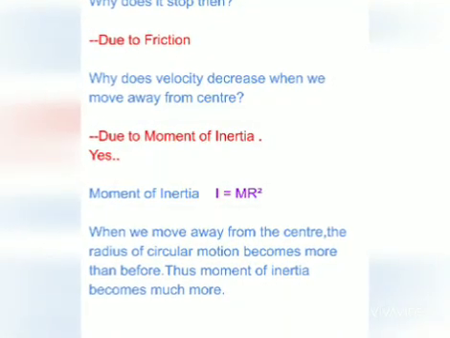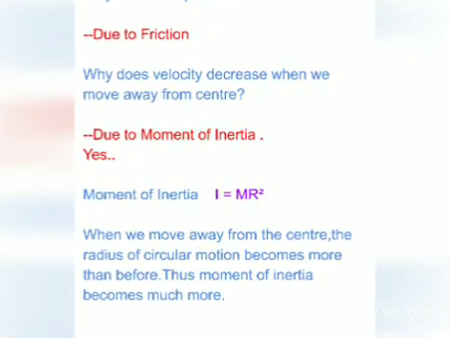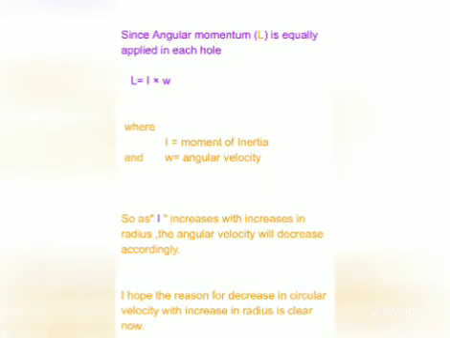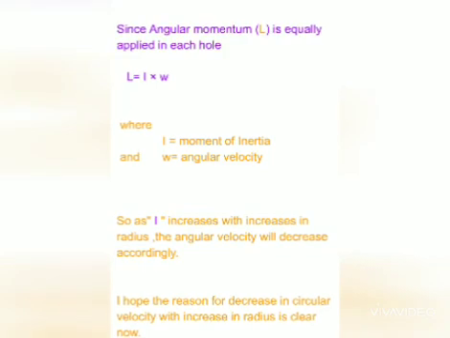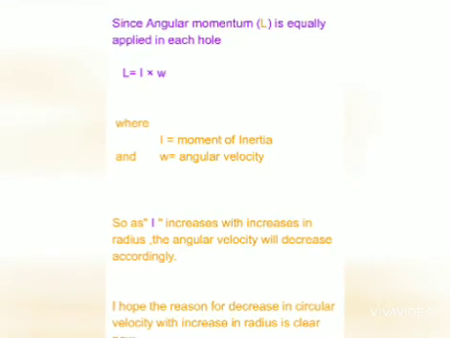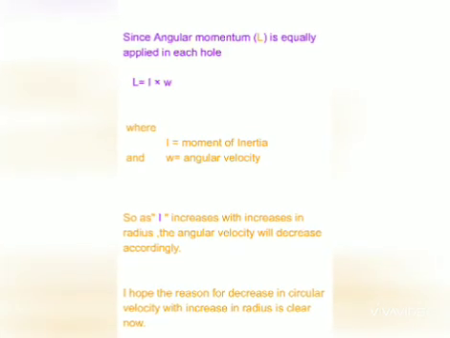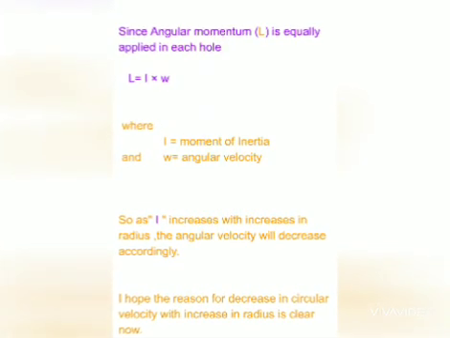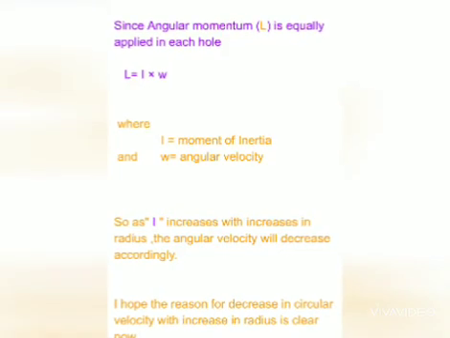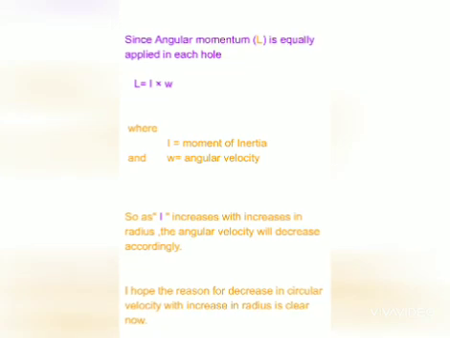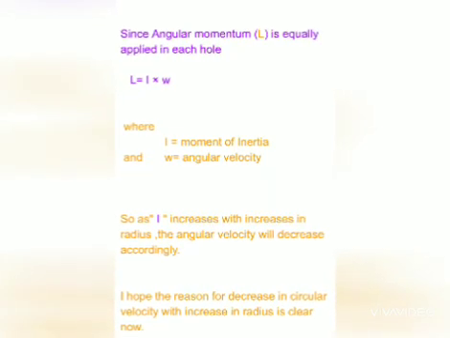When we move away from the center, the radius of circular motion becomes more than before. Thus, moment of inertia becomes much more. Remember, r squared. Since angular momentum L is equally applied in each hole, where L is I times omega, I is the moment of inertia and omega is angular velocity, as I increases with an increase in radius, the angular velocity will decrease accordingly. So, got my point? I hope the reason for the decrease in circular velocity is clear now.